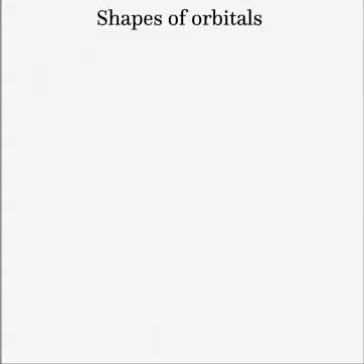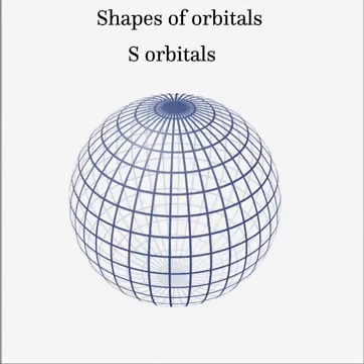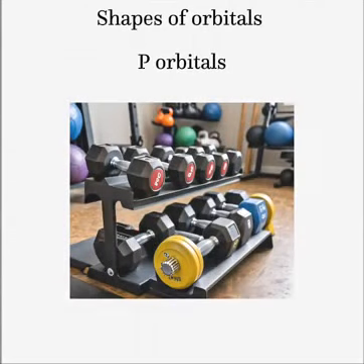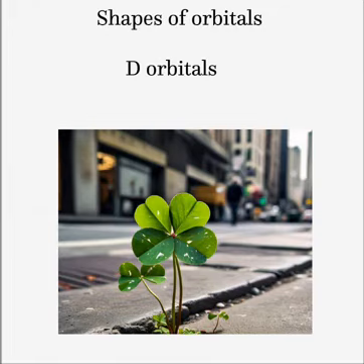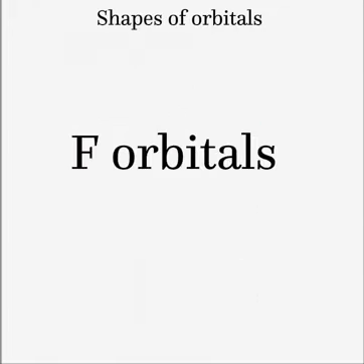S orbitals are like a sphere, a ball. P orbitals are like a dumbbell, a weightlifter's weight. D orbitals are like a 4-leaf clover. F orbitals are like a complex multi-lobed shape. Arrangements of orbitals. Orbitals are arranged in an SPDF format and are attached to numbers.